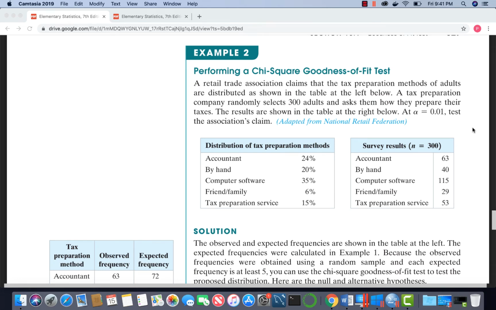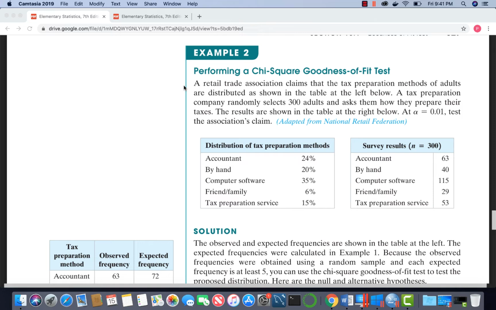Today we want to talk about the chi-square goodness of fit test, in which the expected distribution is not uniform, but nonetheless, the expected distribution is given to us. Now here's an example. Let's just read it together.